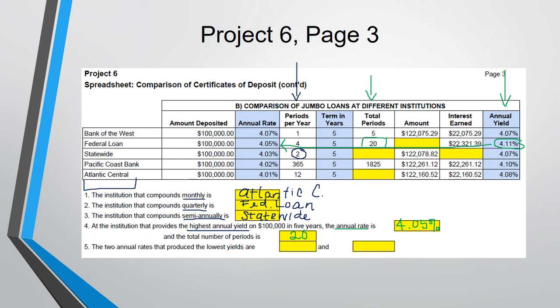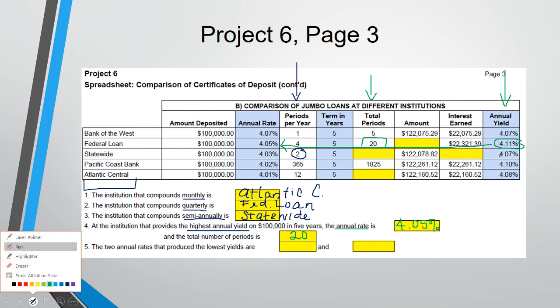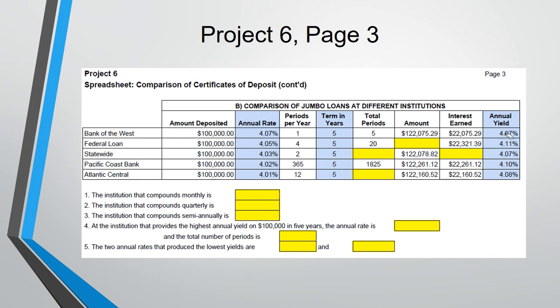All right. Last one. Last one says the 2 annual rates that produce the lowest yields are blank. So first we're going to look at the annual yield. Which 2 are the lowest? So looking at these numbers, you'll see that the two lowest are the 4.07. They have the same annual yield.